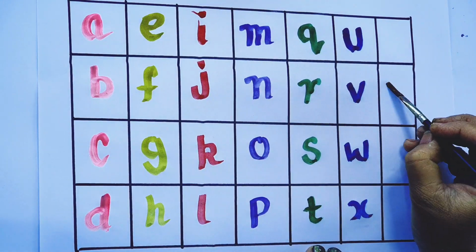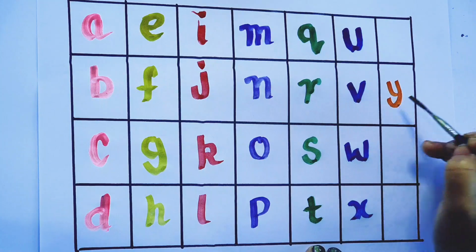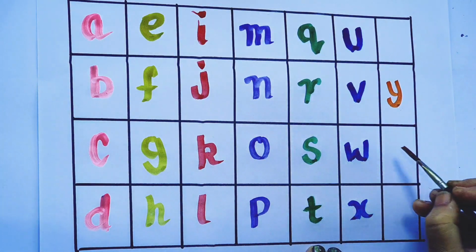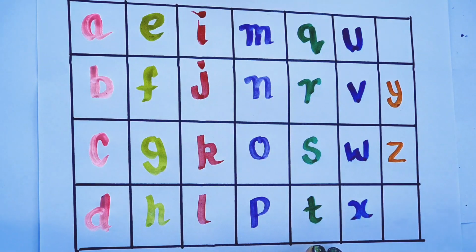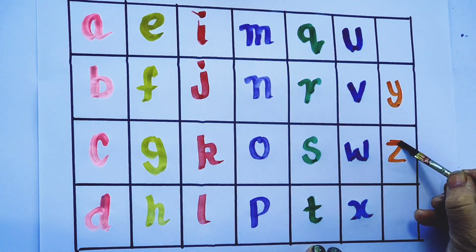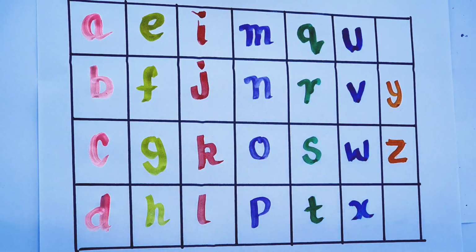Orange color. Y for yak. Z for zebra. So kids, what we learn today?